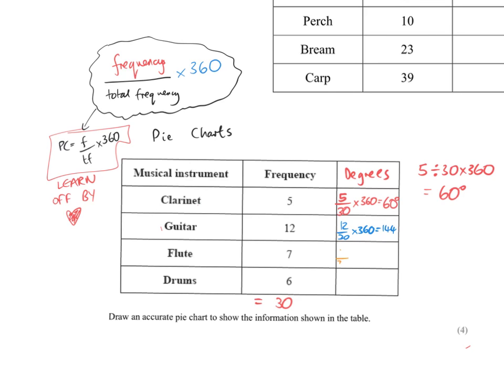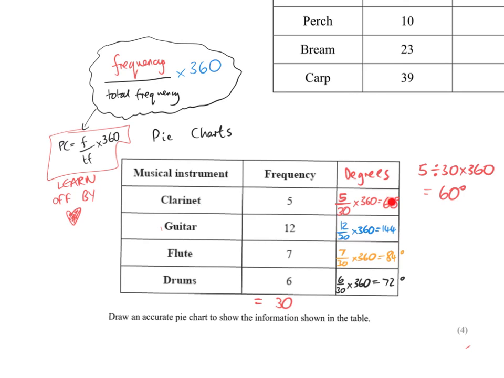And again, I can start writing in this one here. Again, I know it's going to be over 30 times by 360, and then the number that's here this time is a 7, so it's 7 that goes up on the top there. And into our calculator goes 7 over 30 times by 360, and you should get the answer 84 degrees. And then very finally, the last one is a frequency of 6, so it's going to be 6 over 30 times by 360, and you should get the answer 72 degrees.